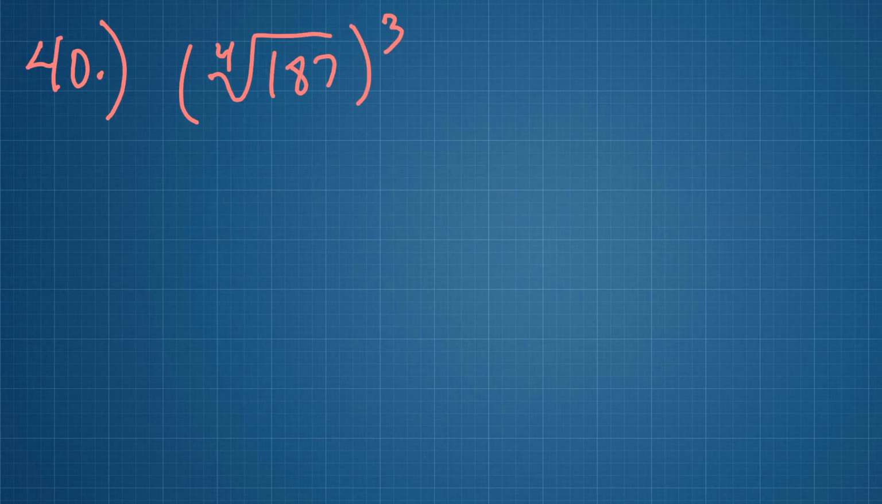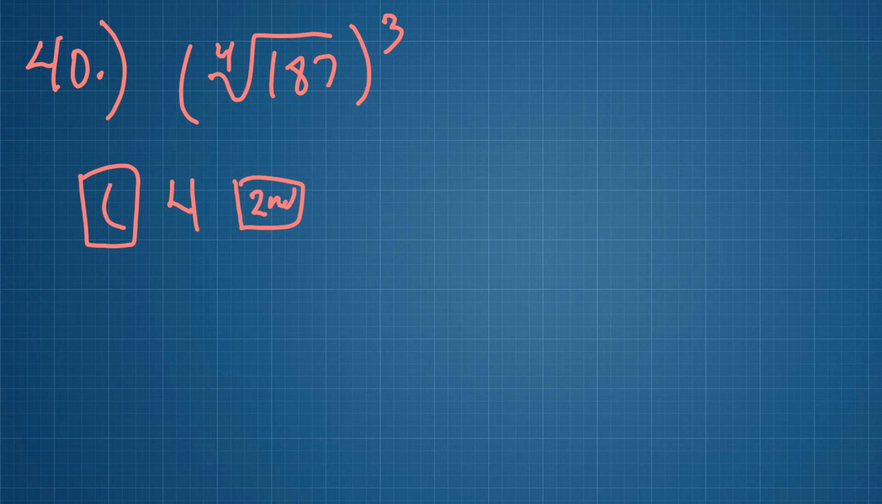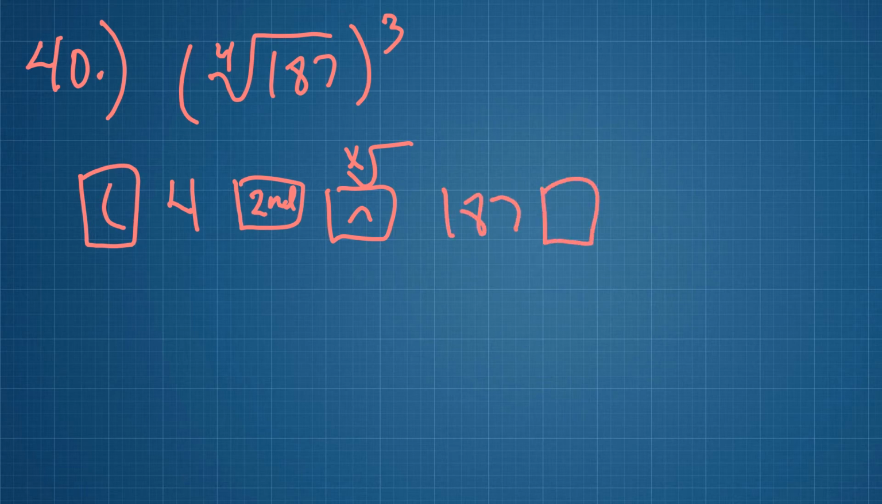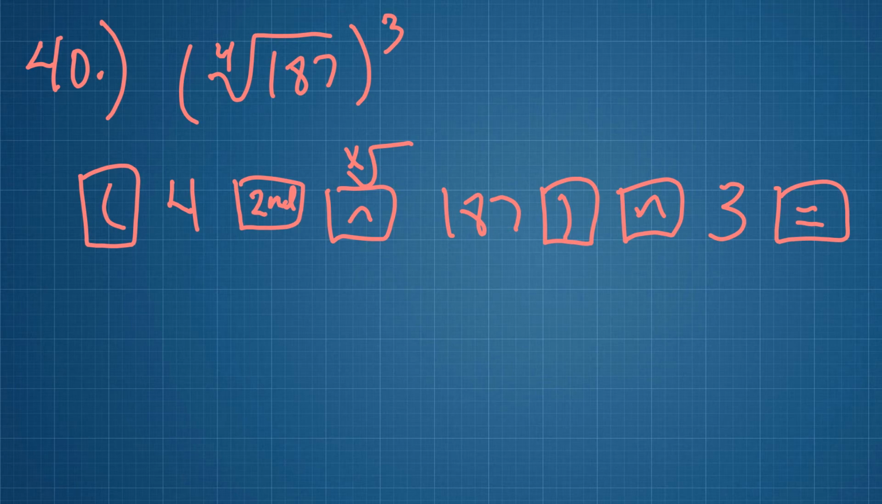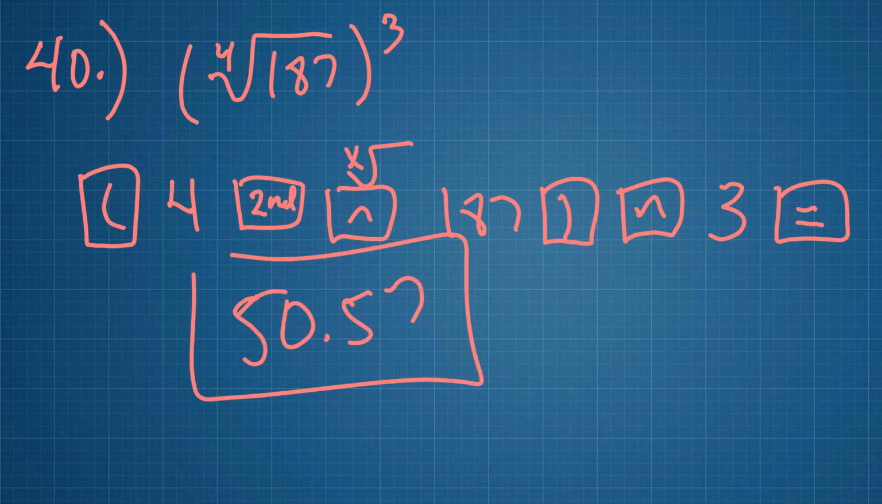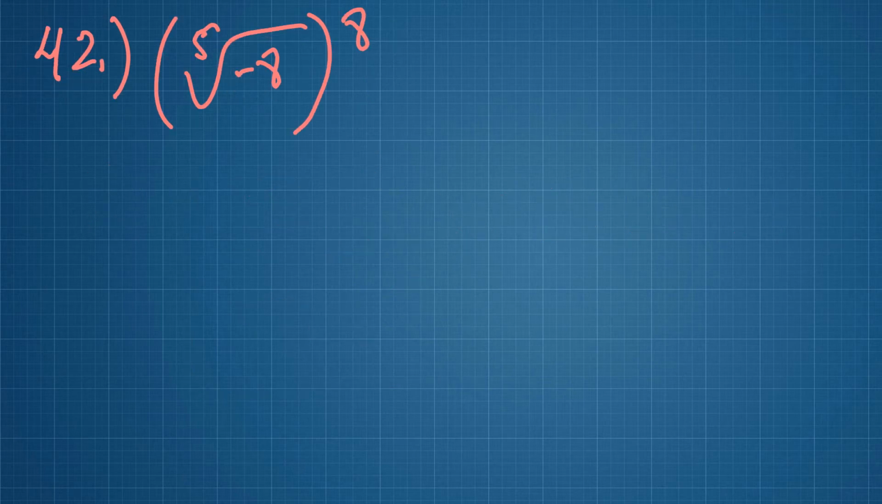Alright, in 40, I'm going to type left parenthesis 4, second, hit the caret button, because remember we want that x radical button, 187. I'm going to close the parentheses, hit the caret button again, and then hit 3. Then I hit equals. I plug that in. I end up with 50.57. That's it.